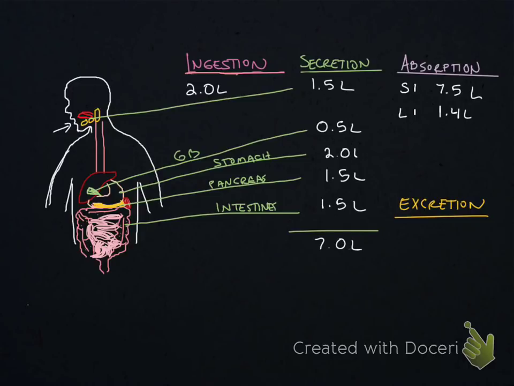So what does all of this mean? Between ingestion and secretion, we get a total of about 9 liters. And then we absorb 8.9 of this. So that means we only excrete 0.1 liters in the form of feces. That's not very much when we think about it. In reality, we probably ingest more of this, more than 2 liters. So that means in America, we're more than likely overeating.